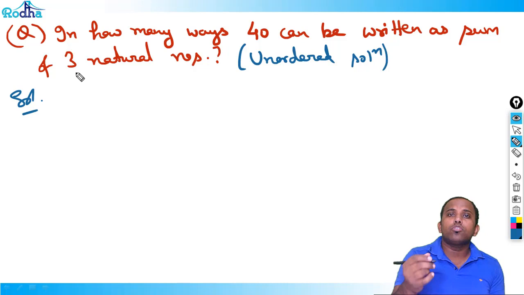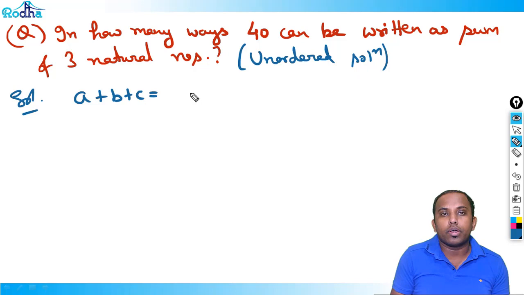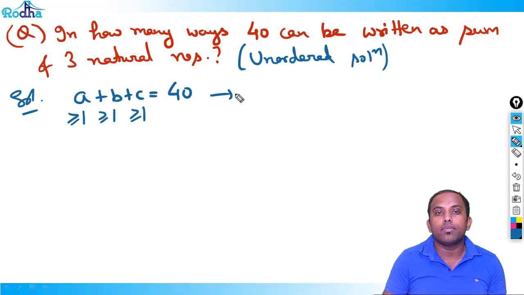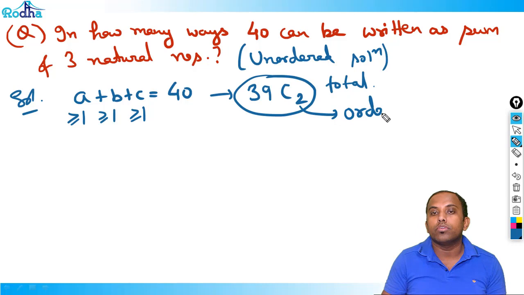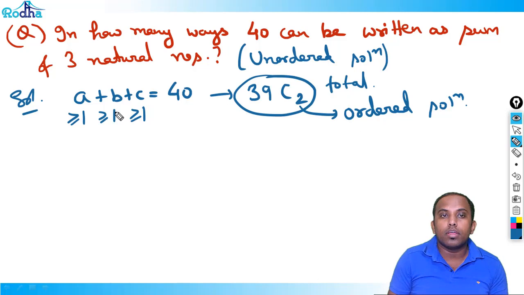Now understand the meaning here. If I write A plus B plus C is equal to 40, and we find 3 natural numbers, that means let's say A, B, C all are greater than or equal to 1. So how many solutions for it? 40 minus 1, 37 plus 2, 39 C2. So we'll have a total of 39 C2 solutions. But I've explained this earlier also. These 39 C2 solutions are actually ordered solutions. If you take the values, understand this concept: is there a term here? A plus B plus C is equal to 40.